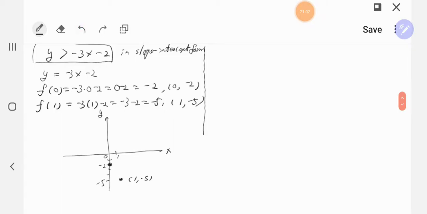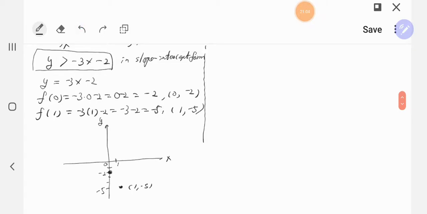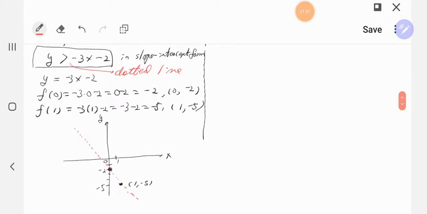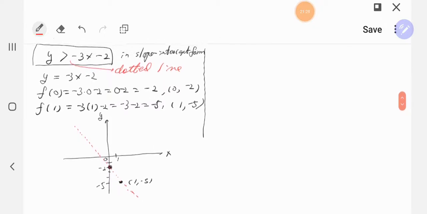Oh, before we connect this one, make a straight line. This is what? This is a dotted line, right? Or dashed line, right? So we will draw a dotted line like this. And then we will select half the plane, either above this dotted line or below the dotted line. So which one is it?